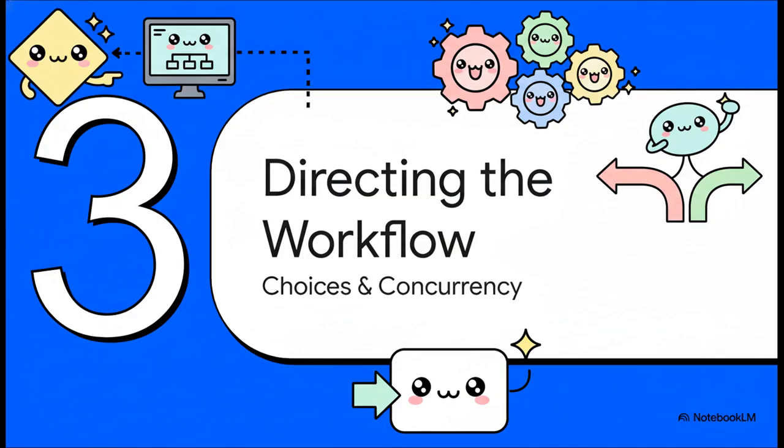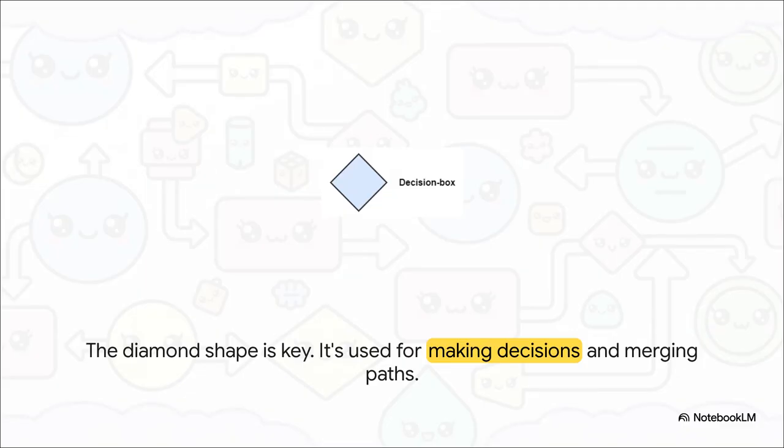But of course, real-world processes are almost never a straight line. We're constantly facing choices, or we need to juggle multiple tasks at the same time. So now, let's look at the components that give these diagrams their real power, the power to model all that complexity.